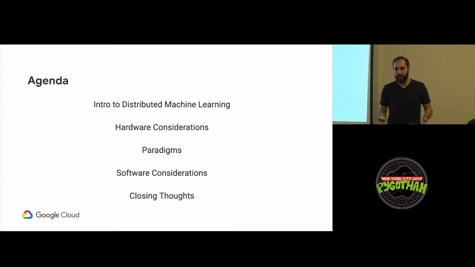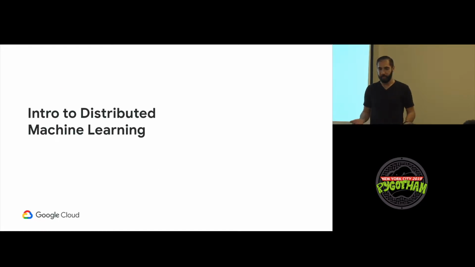So just to give you an idea of what we're going to go over today, we're going to start with an introduction to what distributed machine learning is, as well as go into some of the history. We'll then discuss some of the hardware considerations that you have to think about when you're actually building your distributed machine learning clusters. We'll discuss some paradigms and different ways that you can actually go about distributing your machine learning training fundamentally. We'll then discuss some software considerations, and then we'll have some closing thoughts to wrap up the talk. So with that, we'll dive right into distributed machine learning.